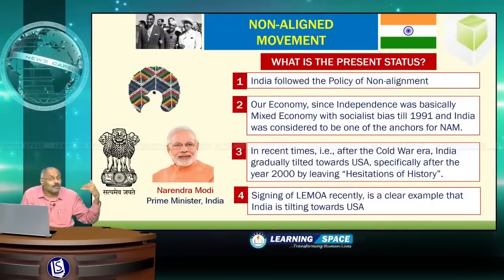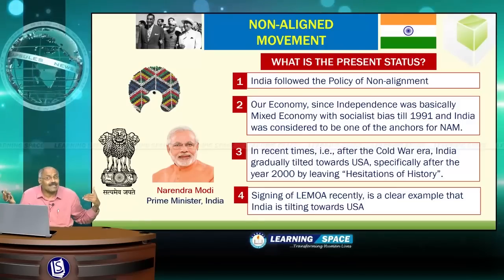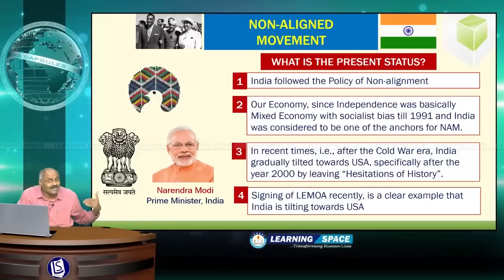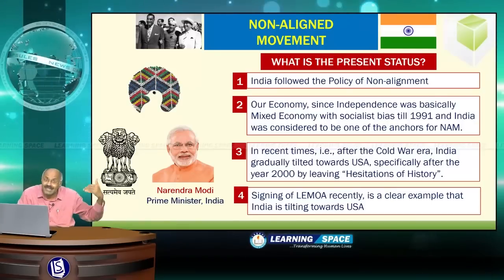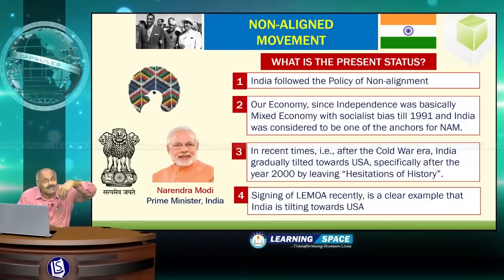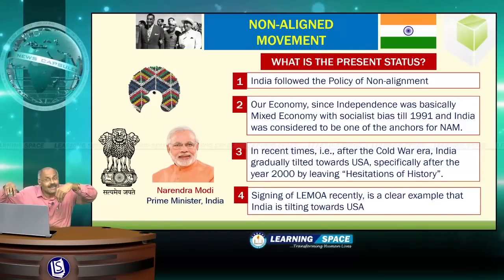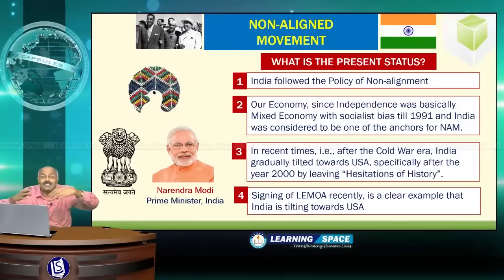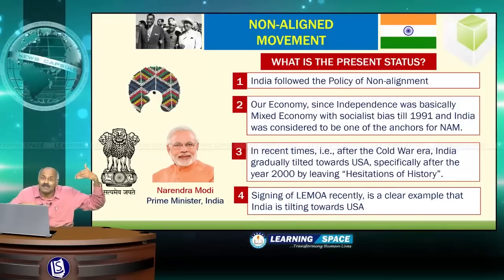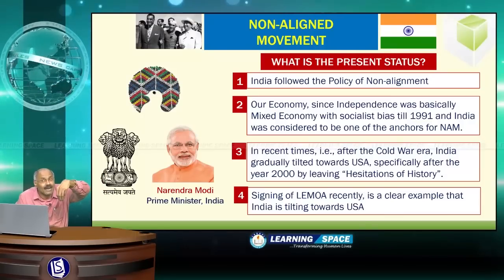Then what is the present status and what is the future of NAM, you may ask. India, since its inception, followed the policy of non-alignment, and our economy since independence was basically a mixed economy with a socialist bias. Slightly prior to 1991, we maintained good relations with the socialist USSR. Sometimes we tilted slightly towards the USSR. That is a different story, but mainly we followed the path of the non-aligned movement since its inception in 1961. And India was considered to be one of the anchors for the non-aligned movement.